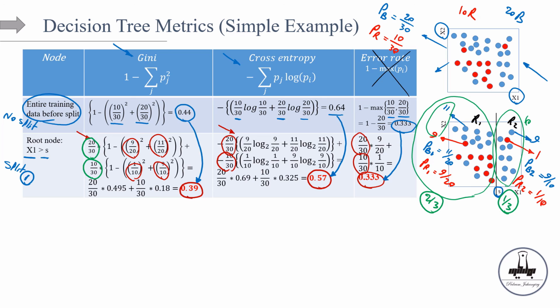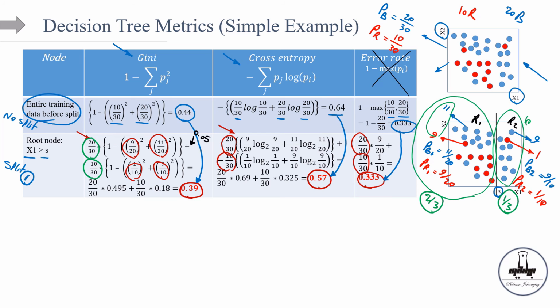Okay? However, when you look at Gini and entropy, it seems that there's a good amount of reduction in the impurity measures, right? So for Gini, we go from 44% to 39%, so there's a 6% decrease here, and a 5% decrease here, right?